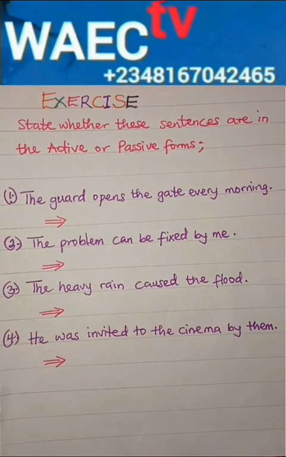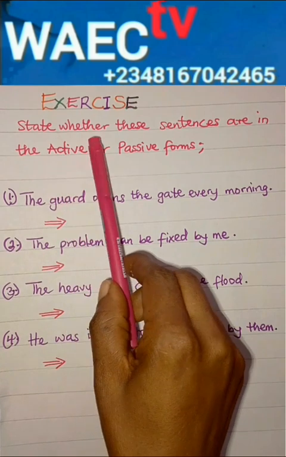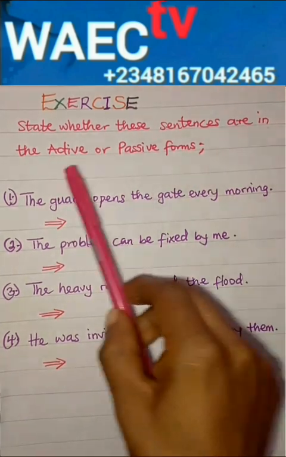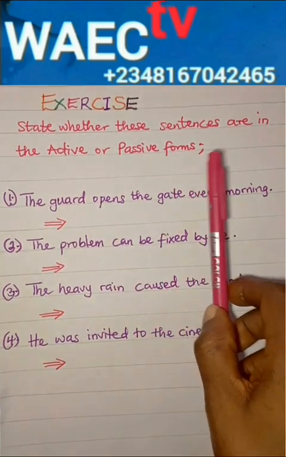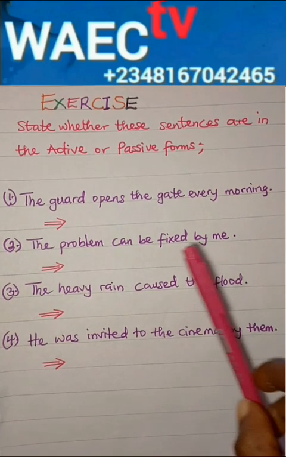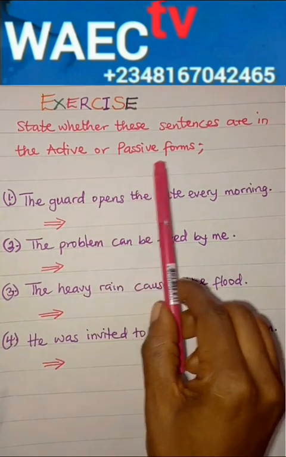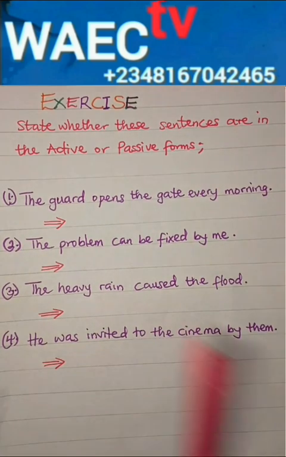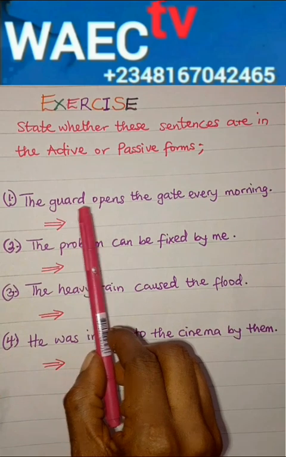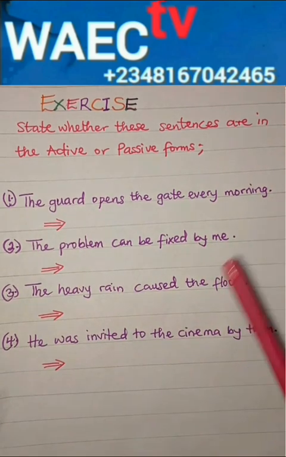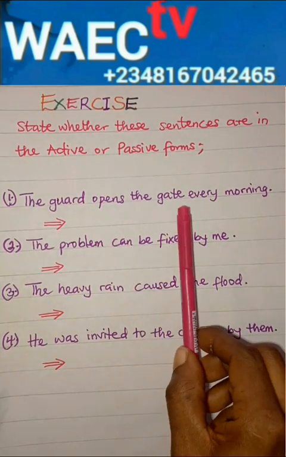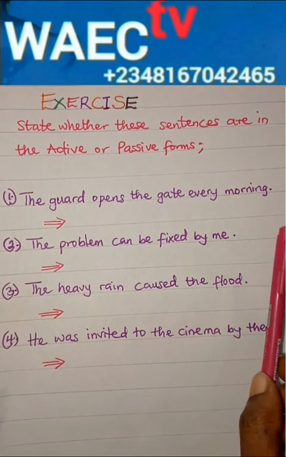Let's take some practice exercises. The instruction goes thus. State whether these sentences are in the active or passive forms. You are going to tell me if these 4 sentences are in the active or passive forms. Number 1, the guard opens the gate every morning. Is it active or passive?